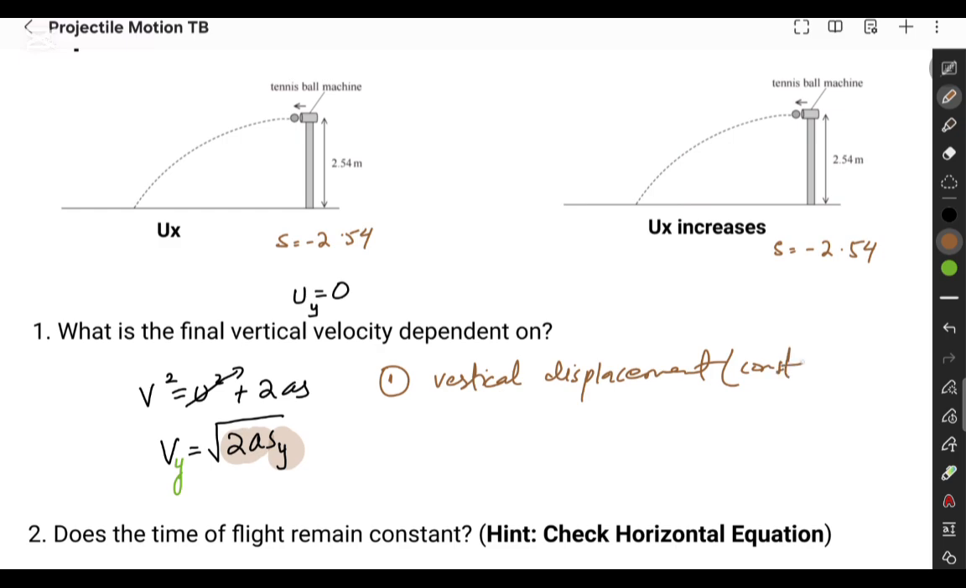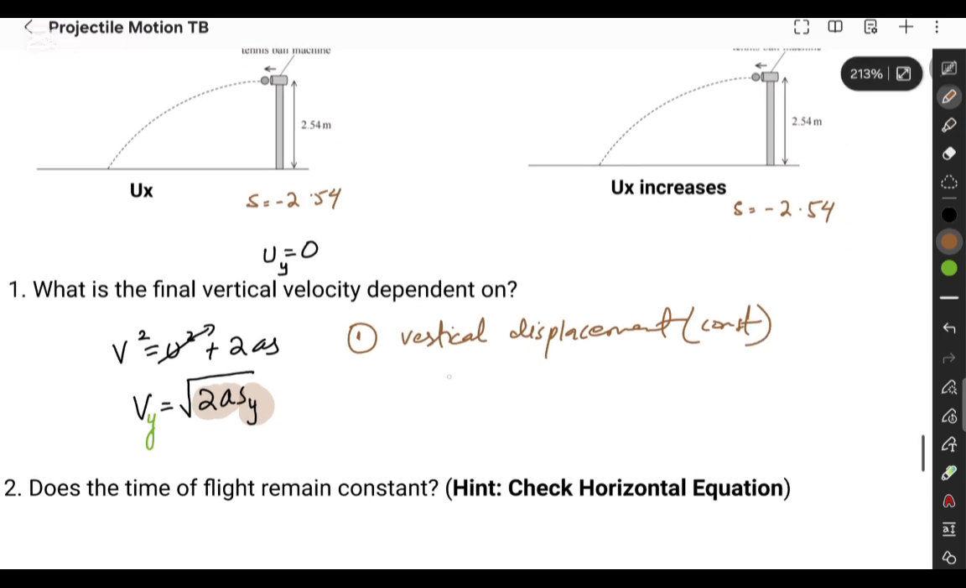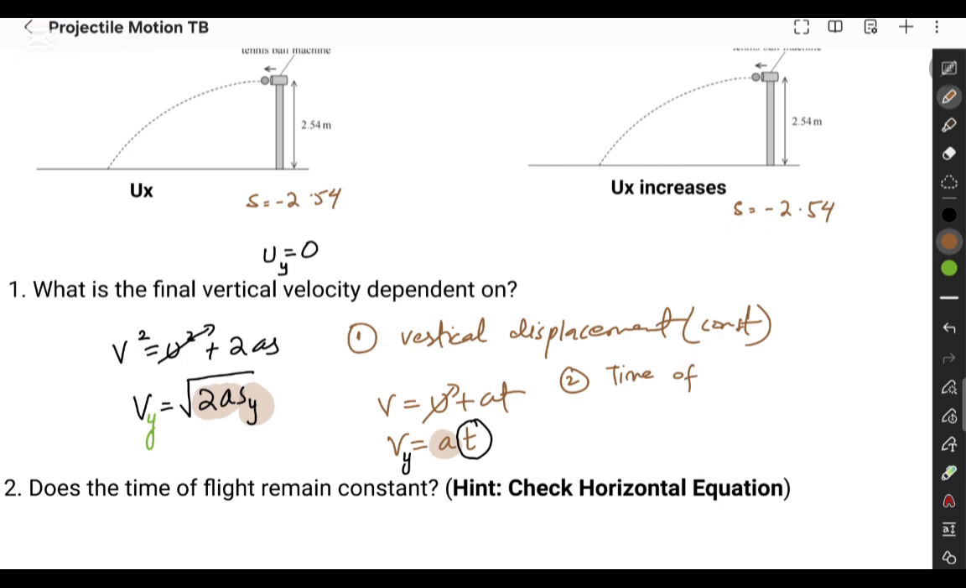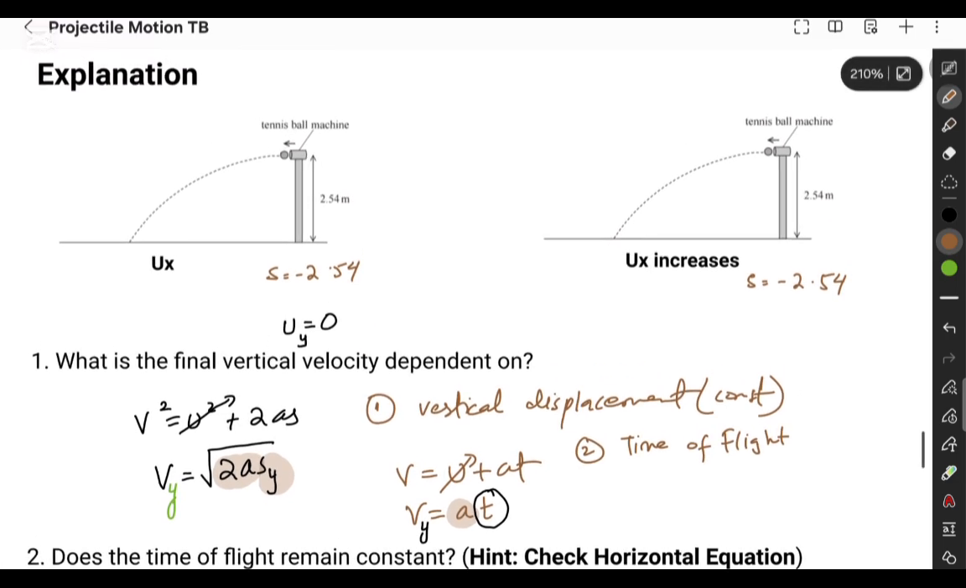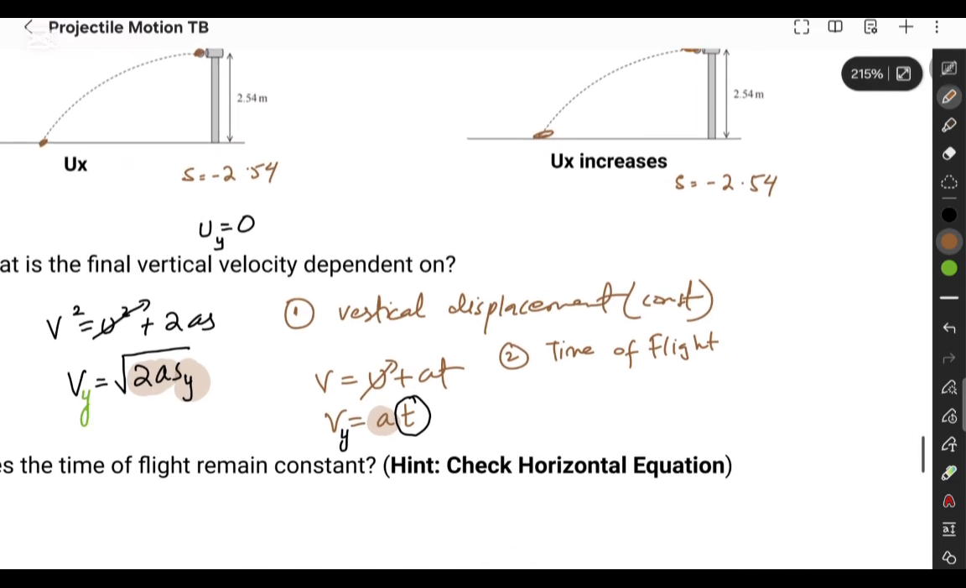Okay, the second equation we can make use of is v is equal to u plus at. Now u again cancels out, v is equal to at. So a is going to be constant and t here is going to be the time of flight. So number 2, time of flight, basically how much time it spends in the air. Remember the 2 points we're talking about: this is the initial point, this is the final point.